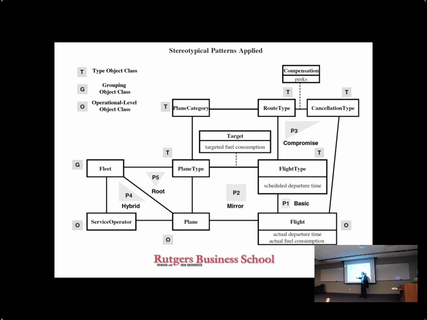So when you record the identity of the service operator for a particular plane in this association, right? It has to be in agreement with this policy, right? That service operator has to have a contract to service the fleet this plane belongs to.